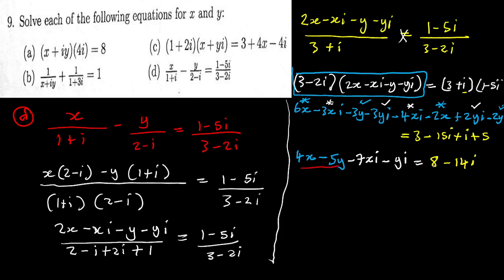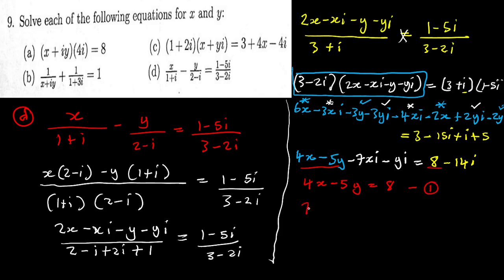So the real part has to be equated to the real part, so you have 4x minus 5y. 4x minus 5y is equal to 8. This is your equation 1.